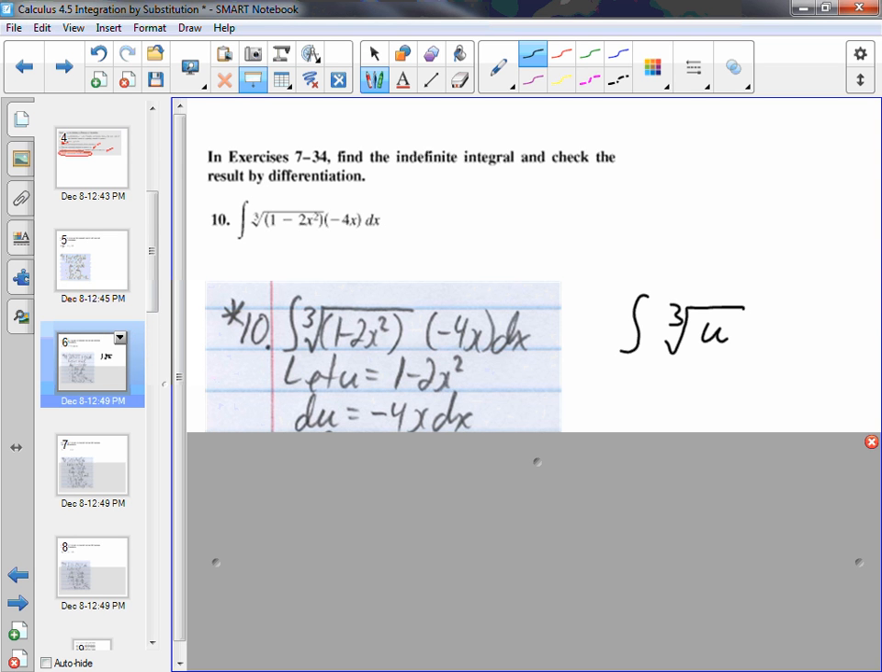So, I've replaced, so the integral sign remains the integral sign. The cube root of 1 minus 2x squared is now the cube root of u, and negative 4x dx is now du.